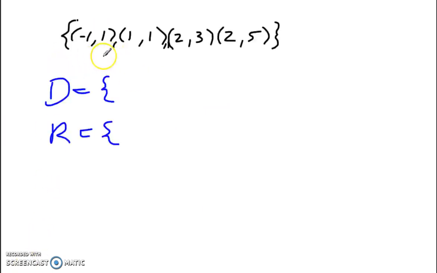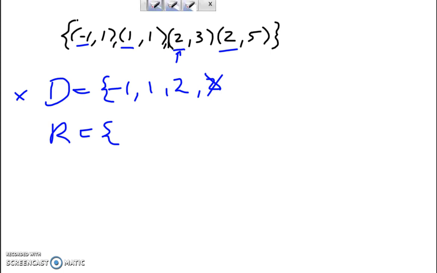One last thing, domain and range. When determining domain and range, remember domain are all the x values, so we're looking at the first ones here. The thing is, if any of these values repeats, we're not going to list that. I want to know what numbers are in the domain. -1 is there, 1 is there, and 2. I've already said 2 is in the domain, so I don't have to say that 2 is in the domain again. Okay, we don't list that a second time.